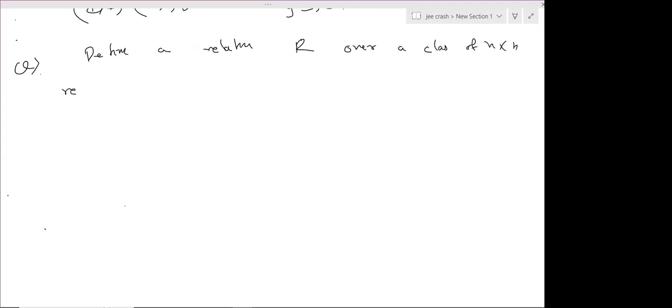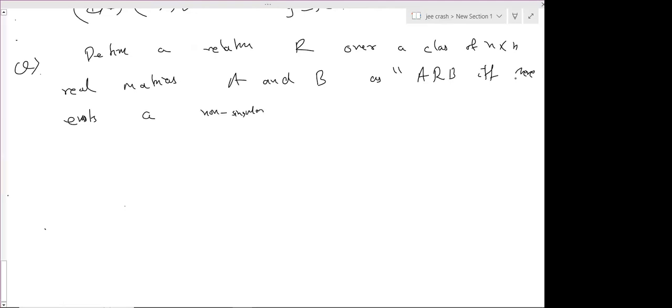And this is also from 2021 shift 2. Define a relation R over a class of n cross n real matrices A and B as A related to B if and only if there exists a non-singular matrix P such that P inverse A P equals B.